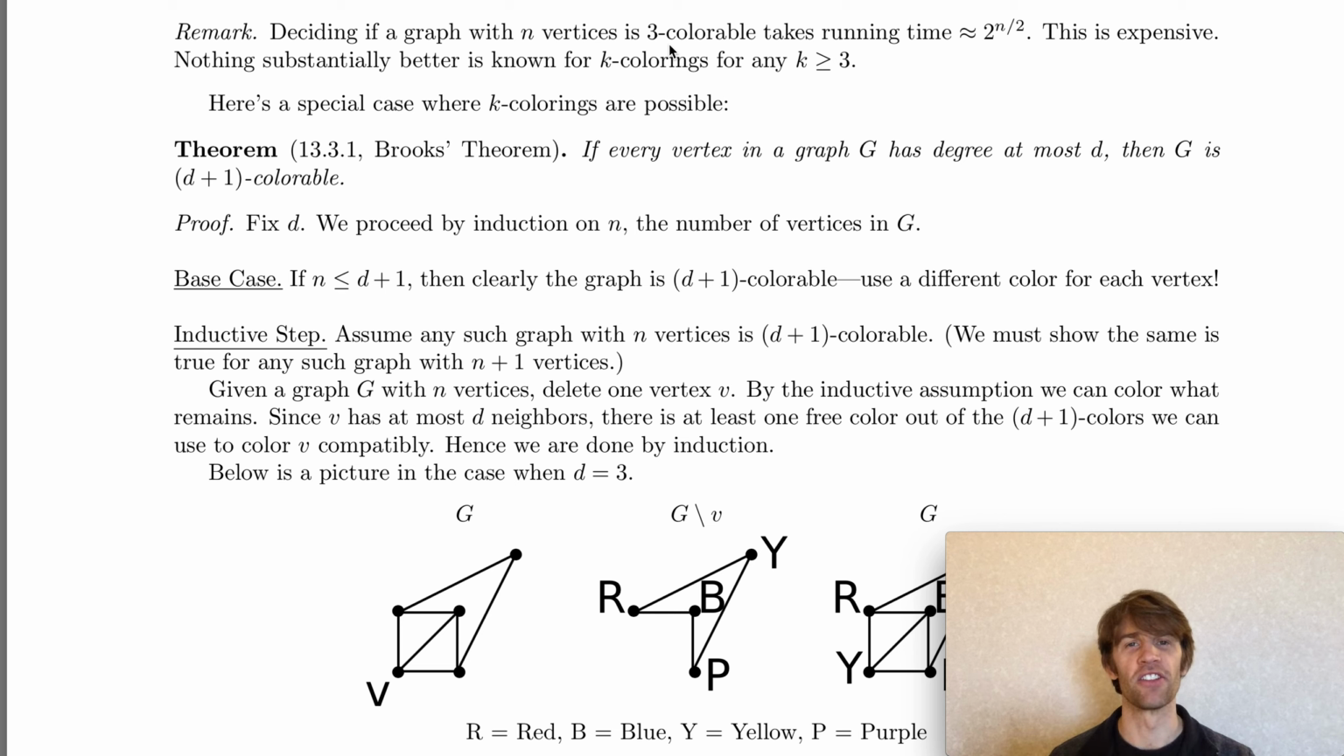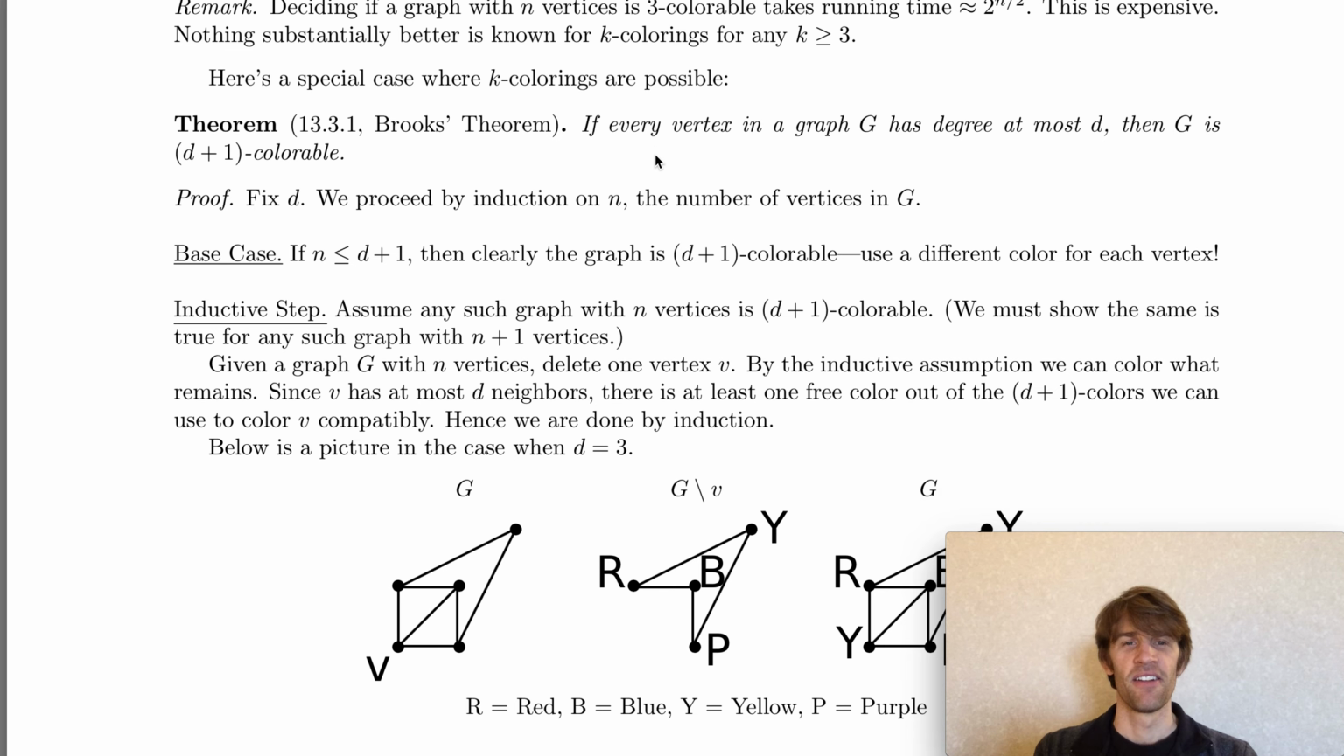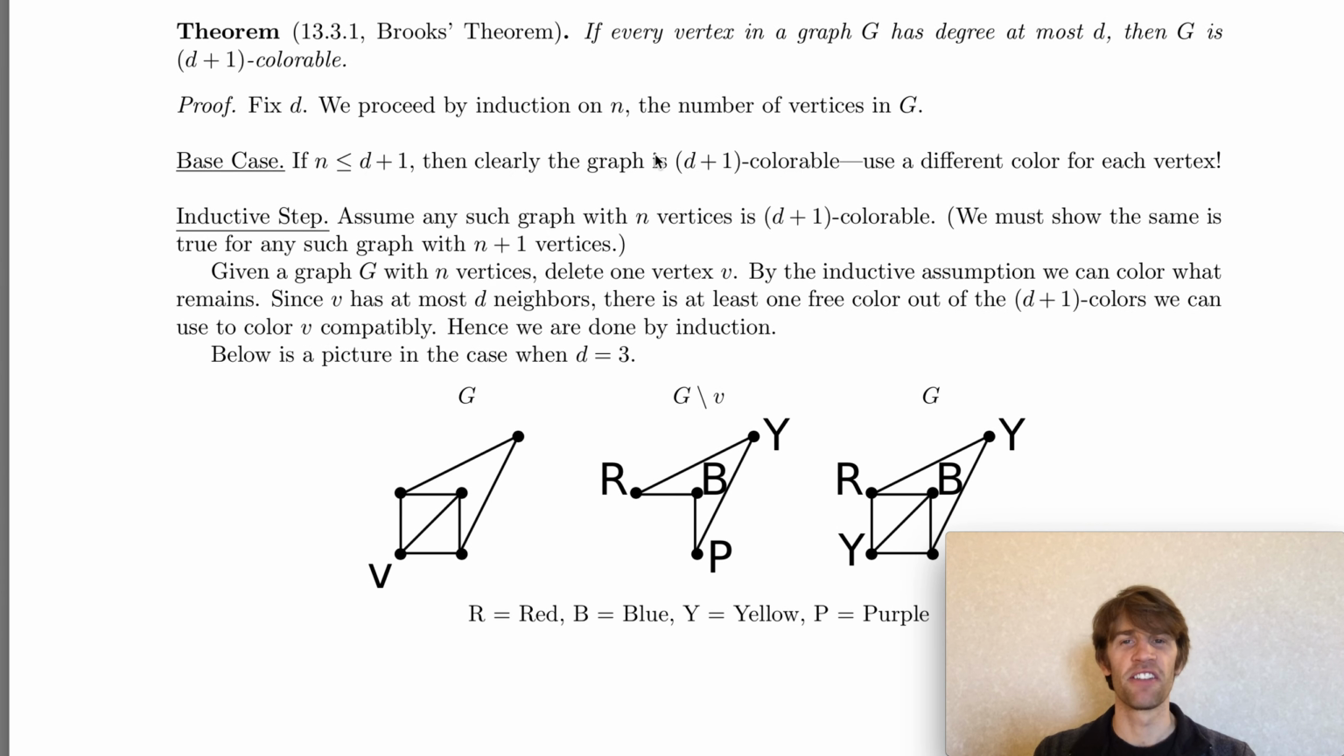However, I want to give one theorem, Brooks' theorem, that gives a particular case when you can decide whether a graph is colorable with a certain number of colors or not. Brooks' theorem states, if every vertex in a graph G has degree at most D, then the graph G is D plus 1 colorable. In our example drawn below, we have a graph where every vertex has degree at most 3, and so Brooks' theorem would imply that this graph is four-colorable. 4 colors suffice.